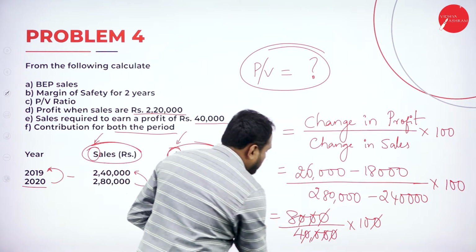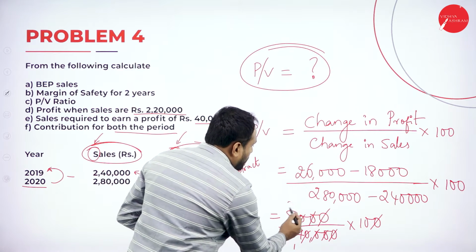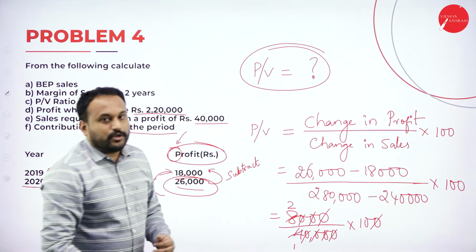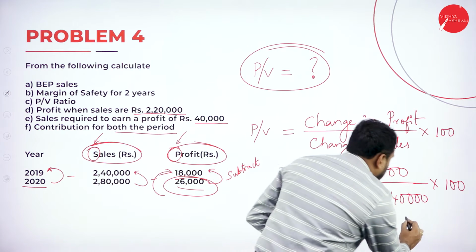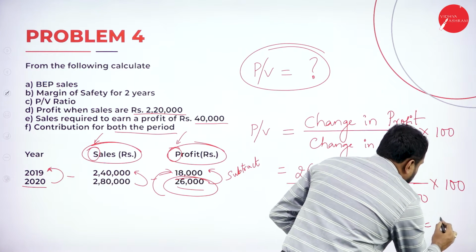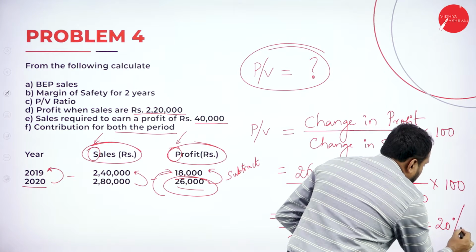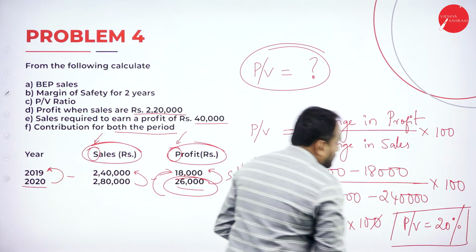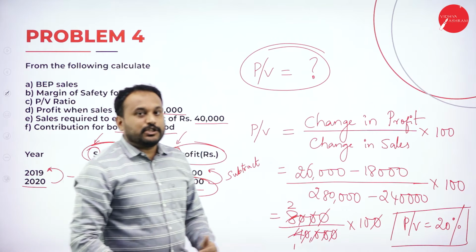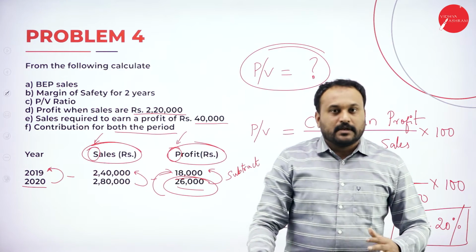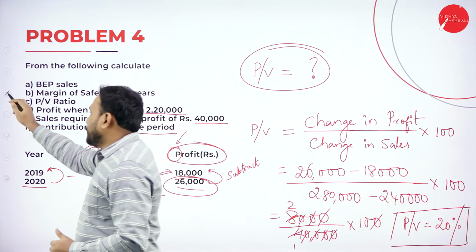Here 1, here 1. So we have 4 1s are 4, 2s are... 2 into 10 is how much? 20%. So PV is equal to 20%. So I got my PV. PV is how much? 20%. Is it easy? Once again, I'll just teach you here.